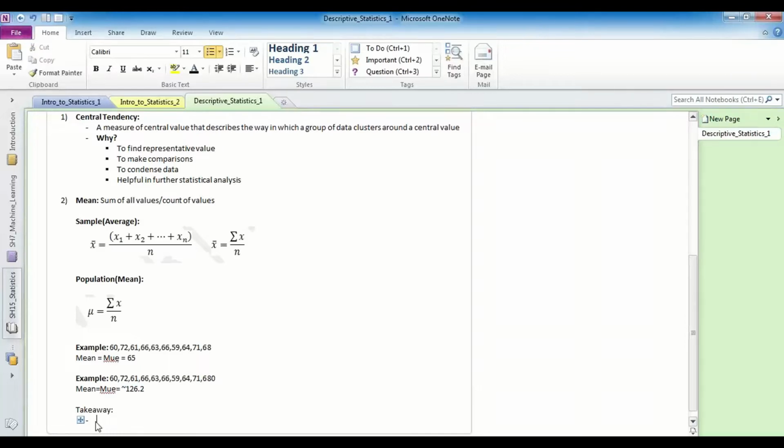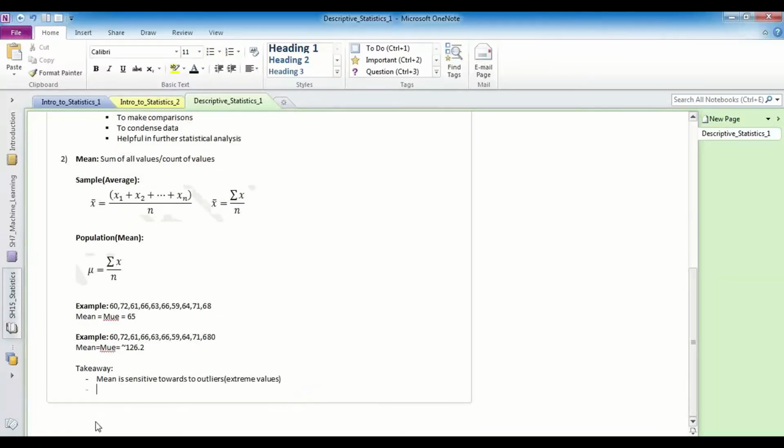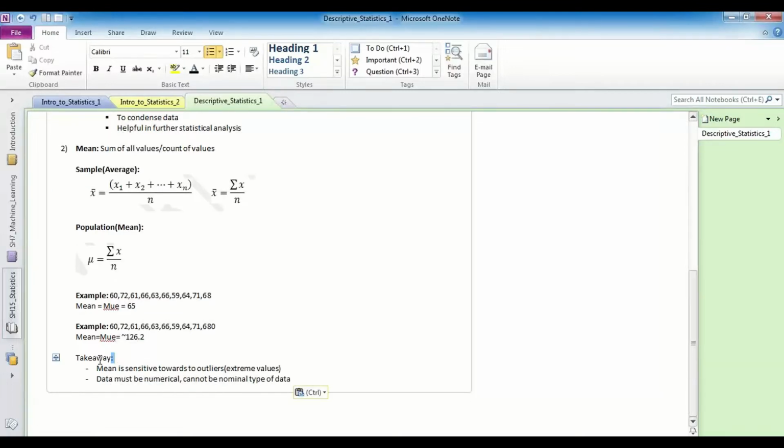So the reason we say mean is sensitive towards such kind of extreme value behaviors. Make sense? Can I make this statement or no? Yes. And the second important point is, can you calculate mean on nominal type of data, guys? Can we? No, right? So the data has to be numerical, which is very fundamental.